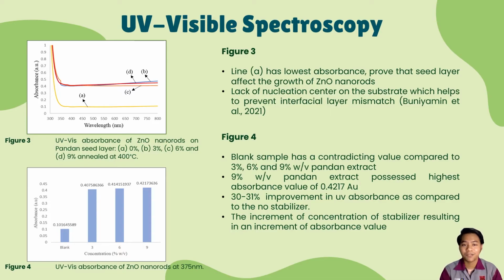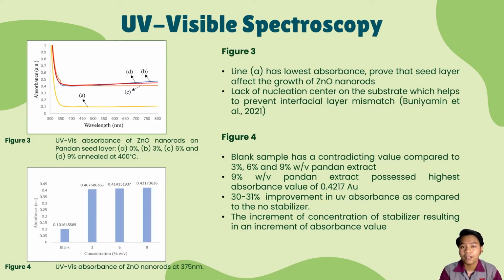Next is the UV-visible spectroscopy. Figure 3 shows the UV-vis absorbance of zinc oxide nanorods on Pandan seed layer of 0 to 9% weight per volume. Figure 3a exhibits the lowest absorbance, proof that the seed layer does affect the growth of zinc oxide nanorods. This may be due to a lack of nucleation centers on the substrate, which helps to prevent the interfacial layer mismatch, Bunyamin et al., 2021.